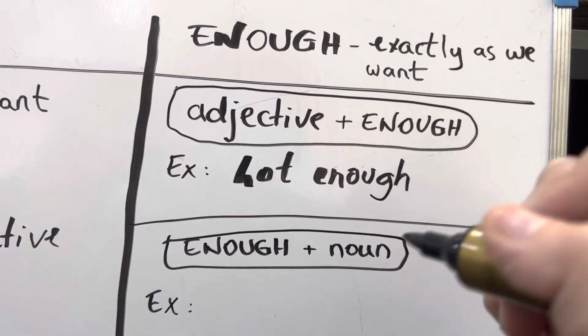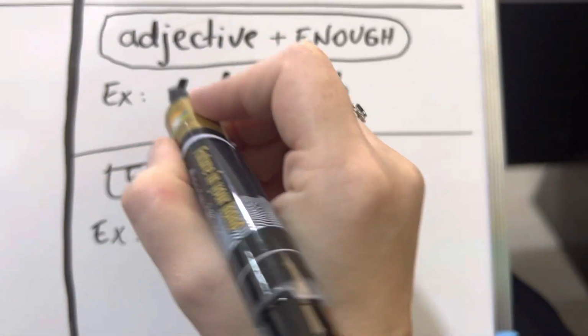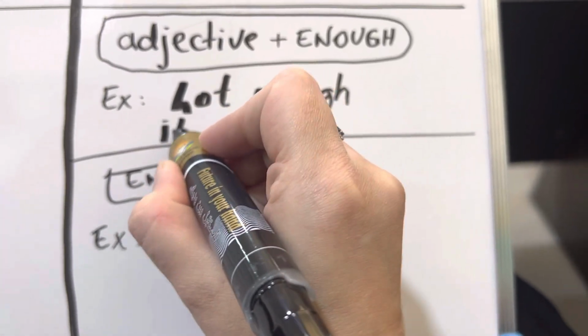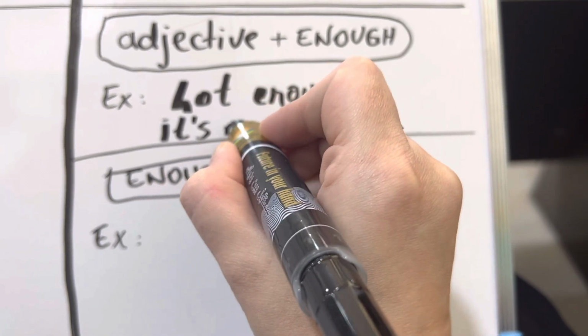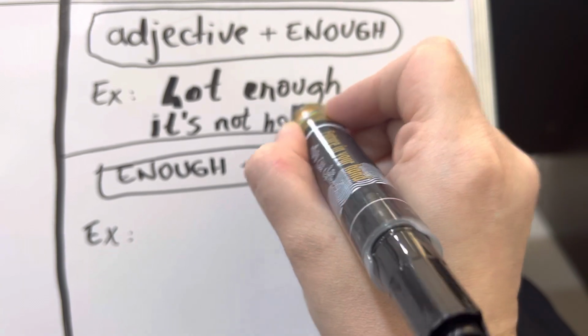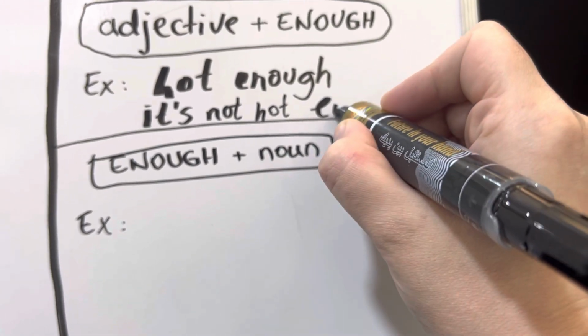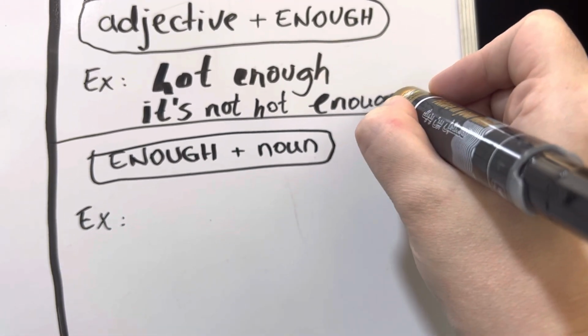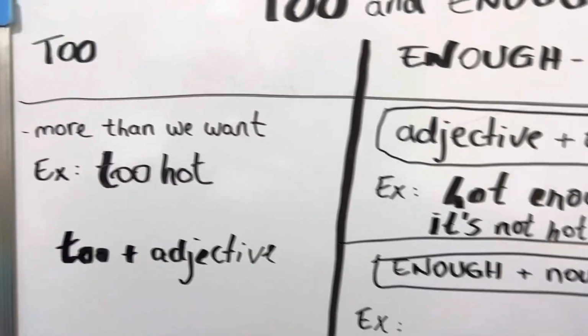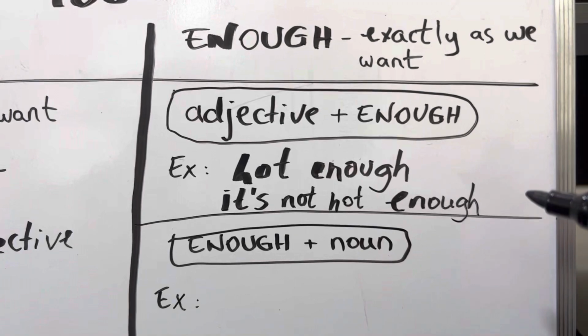That means I like it, right? Or you can also have the negative, right? How do we do that? We say it's not hot enough. Okay, so when we talk about adjectives, we can use too or we can use enough.